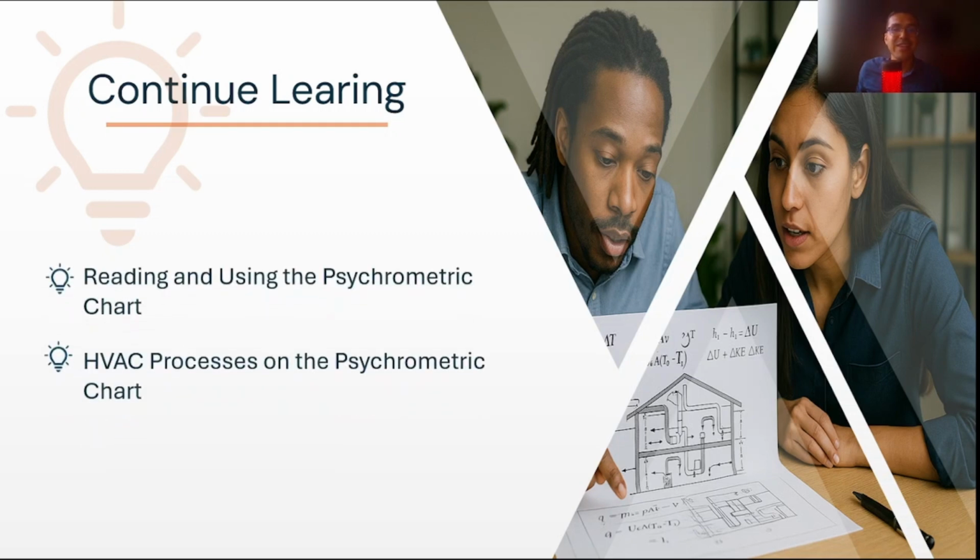In the next videos, we'll take what we learned about air-vapor mixtures and put it into action. First, you'll learn how to read psychrometric charts, a powerful visual tool for understanding air conditions and HVAC processes. Then we'll explore common HVAC processes like heating, cooling, humidification, and dehumidification. Finally, we'll see how all this connects to real world system design decisions.